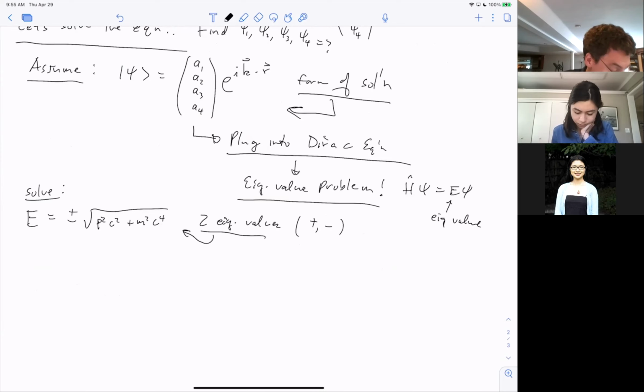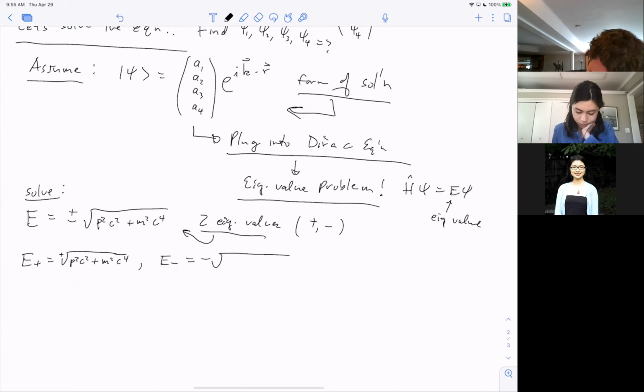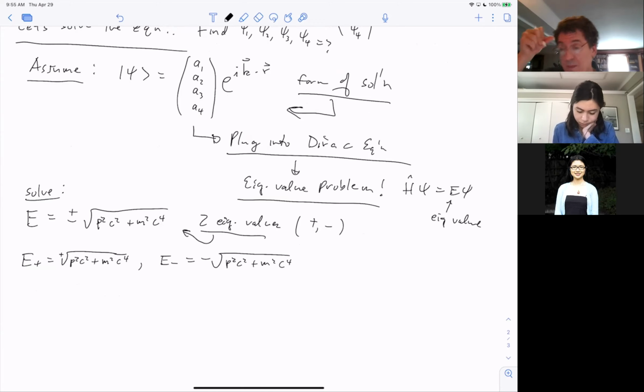And so then what we did was we see that E plus is the plus square root of P squared C squared plus M squared C to the 4, and E minus is equal to minus the square root of P squared C squared plus M squared C to the 4. And that's just what the math gives us. So it's just math and it's straightforward. There's nothing tricky there.